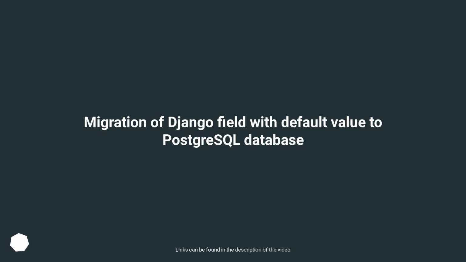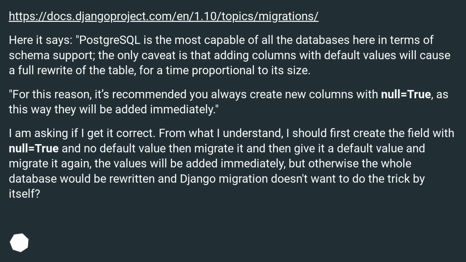Migration of Django field with default value to PostgreSQL database. This URL. Here it says, PostgreSQL is the most capable of all the databases here in terms of schema support. The only caveat is that adding columns with default values will cause a full rewrite of the table, for a time proportional to its size. For this reason, it's recommended you always create new columns with null equals true, as this way they will be added immediately. I am asking if I get it correct.